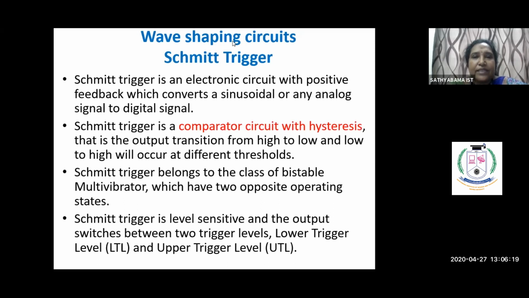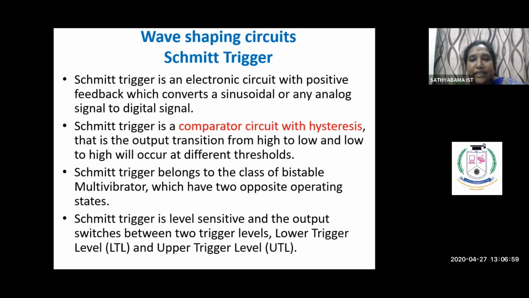So to rectify this problem, we take the Schmitt trigger. The Schmitt trigger is nothing but a comparator circuit with hysteresis, so that the output transition from high to low and low to high will occur at different threshold levels. The Schmitt trigger is an electronic circuit with positive feedback which converts a sinusoidal or any analog signal into a digital signal. It belongs to the class of bistable multivibrators, which have two opposite operating states.